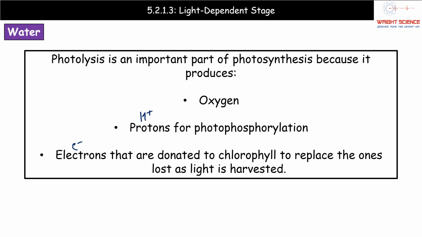So remember what we said is that those electrons were getting so excited that they were leaving the chlorophyll. You can't just constantly lose the electrons. They need to go back sometime. And this is where they are. These electrons here that we get from splitting the water are then going back into the chlorophyll to replace the lost ones.